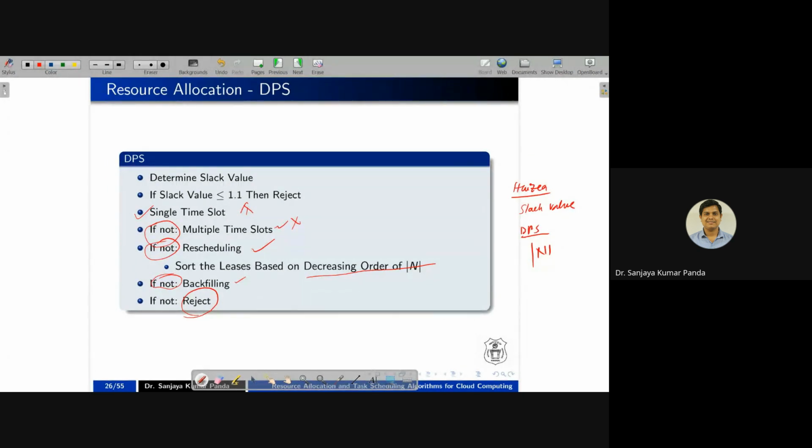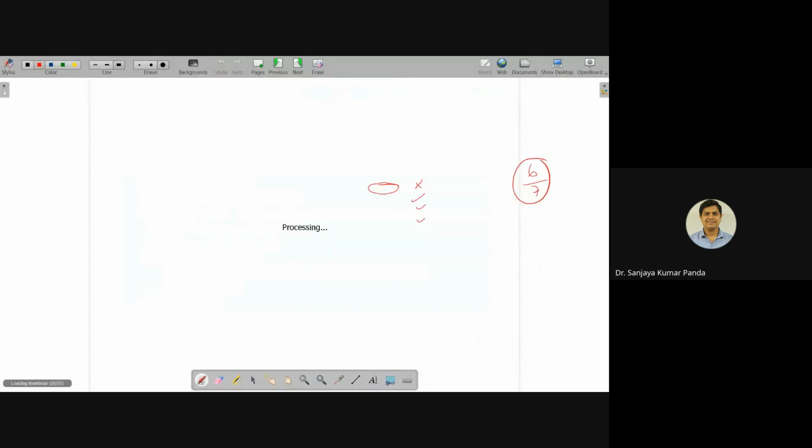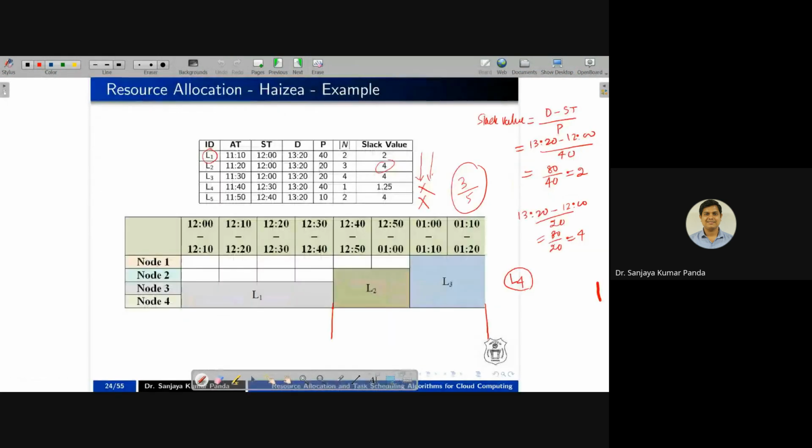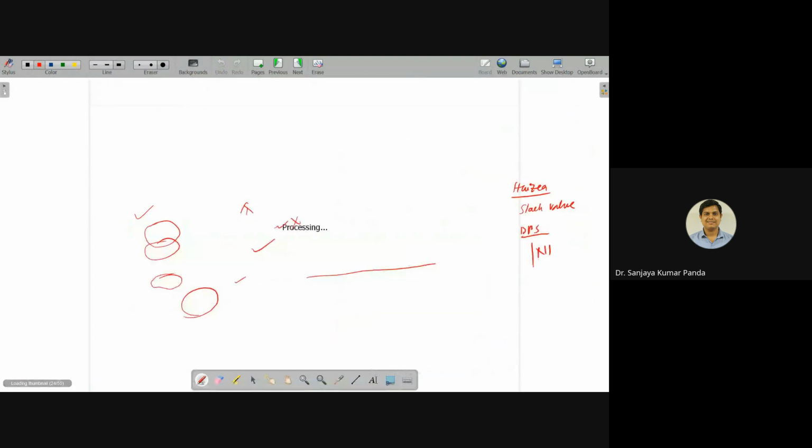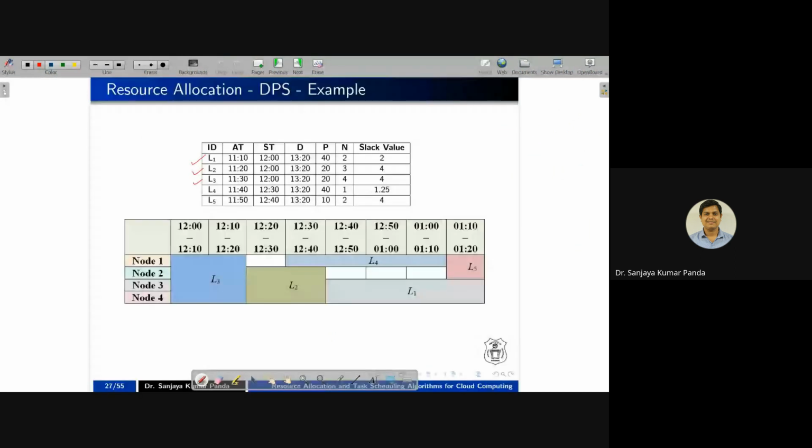If you go for rescheduling, what do you have to do? You have to sort the leases in the decreasing order of n. So what is the number of nodes here? The number of nodes is 2, 3, 4. If you go for decreasing order, then L3 will come first, then L2, then L1. So let us go to that slide. You are assigning L3, L2, L1.